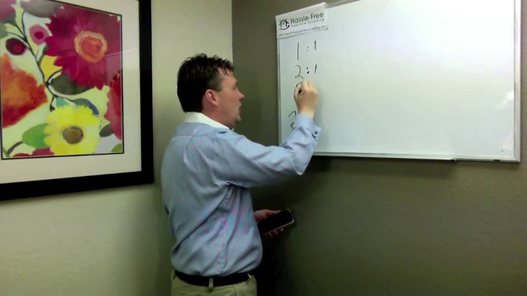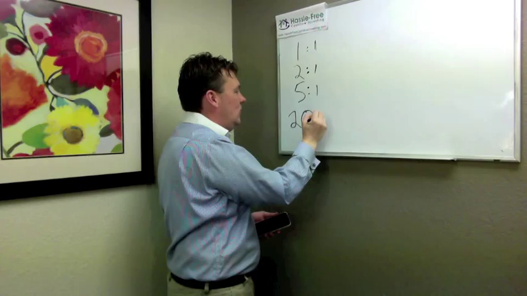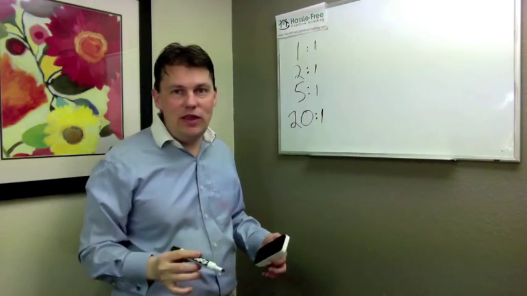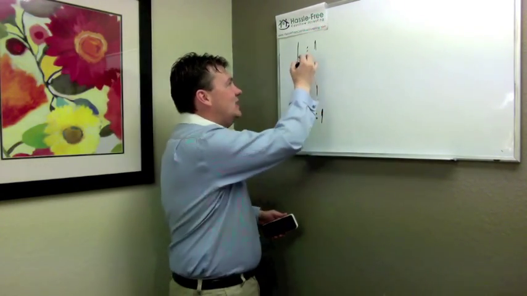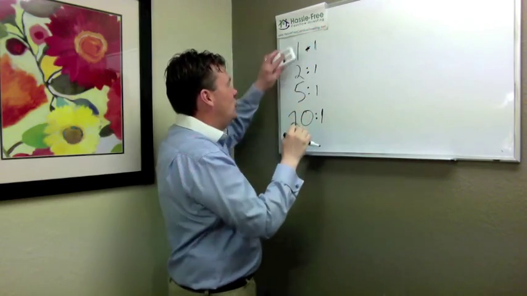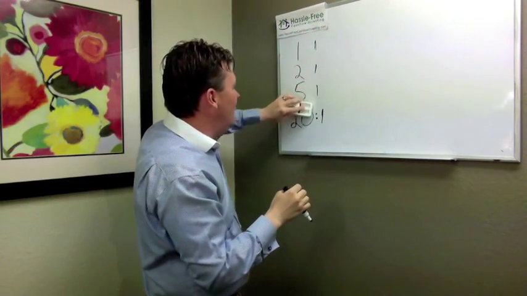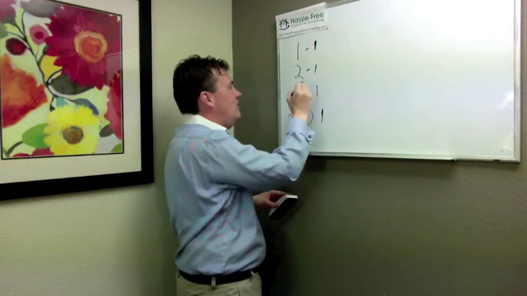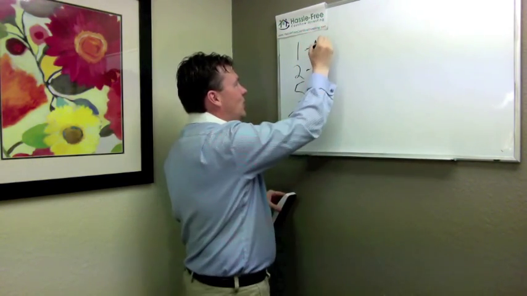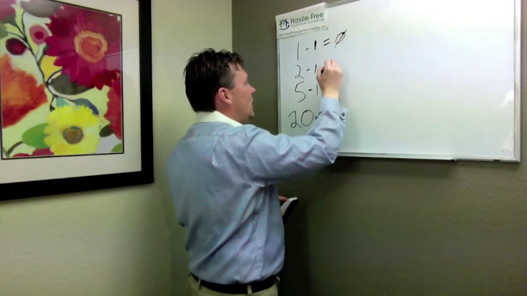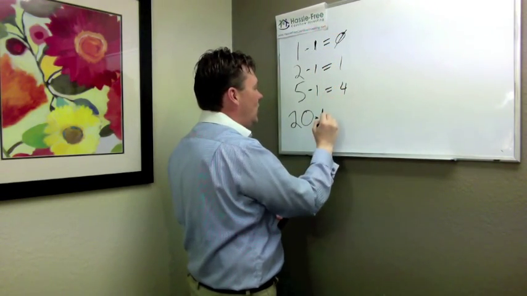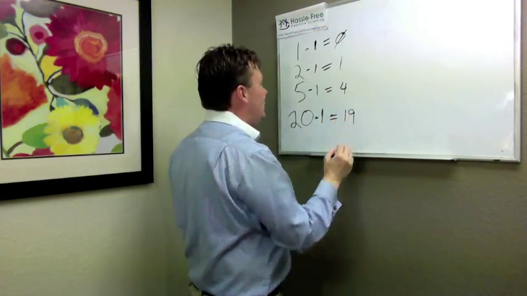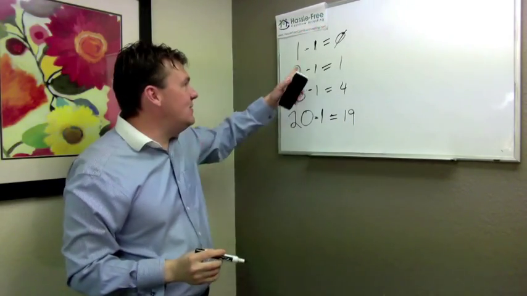1-to-1, 2-to-1, 5-to-1, 20-to-1. The first thing we're going to do in this formula is subtract. We're going to subtract the amount of capital from the amount invested, and we're going to come up with a number. So here we've got 0, here we have 1, here we have 4, here we have 19. You got that? So this is the amount invested.